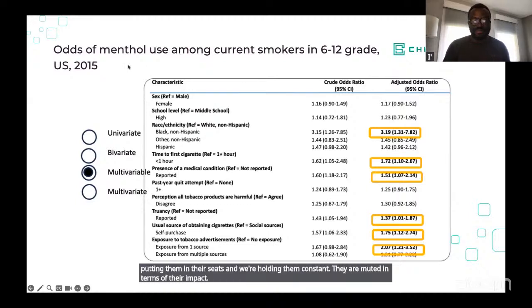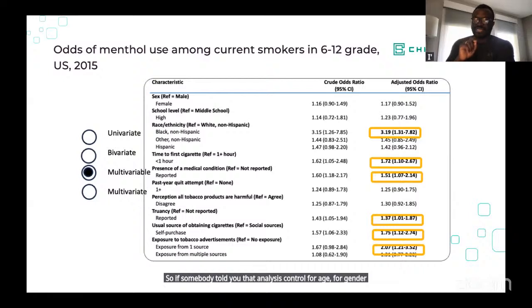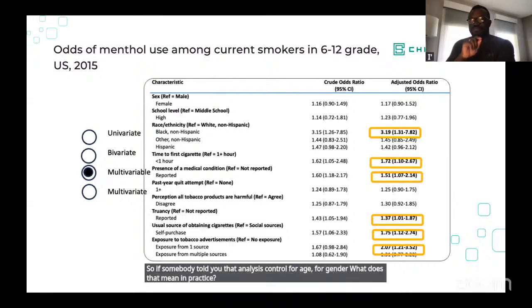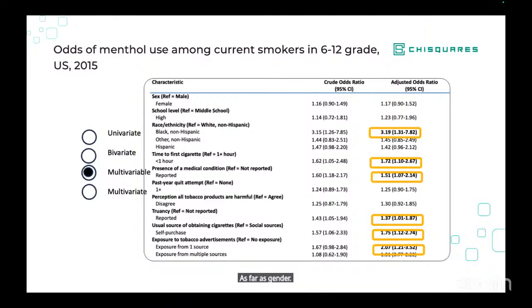Now, look at this table here, right? Sex, the reference group is male. So if somebody told you that analysis controlled for age, for gender, what does that mean in practice? It means that everybody in that population becomes what as far as gender? Shamsuddin.